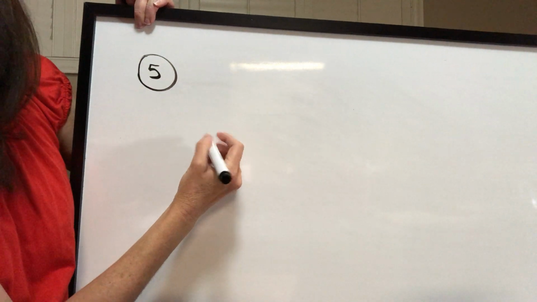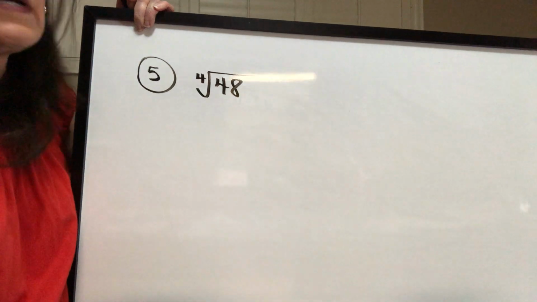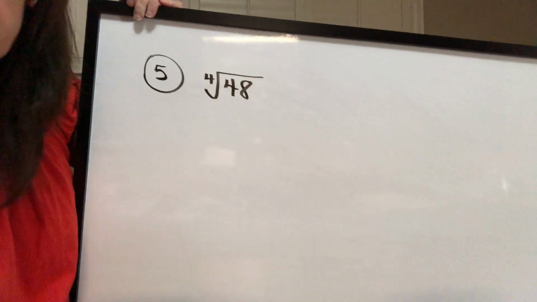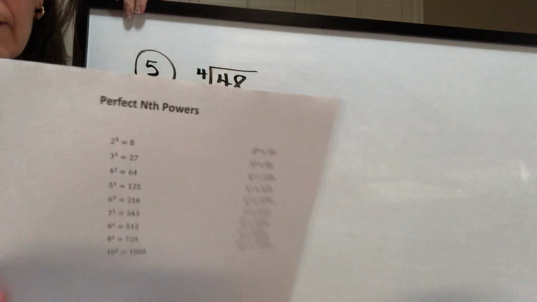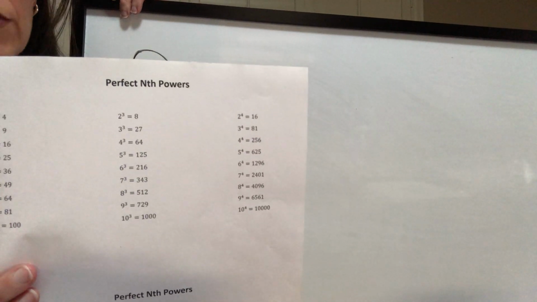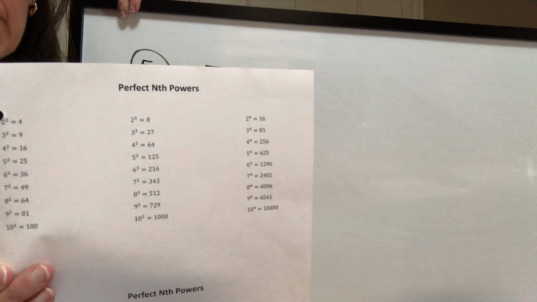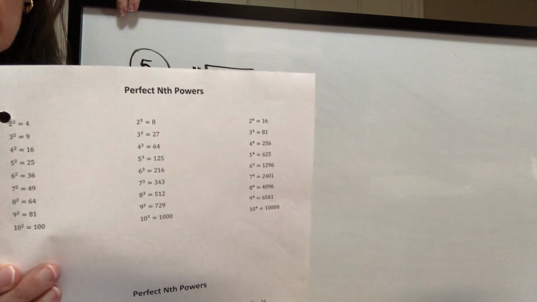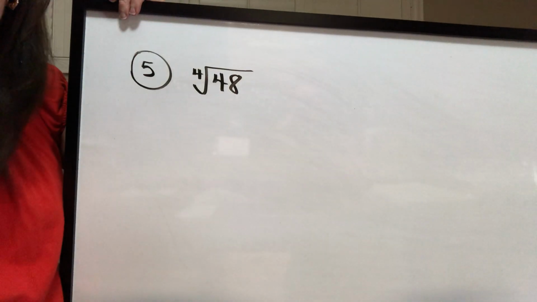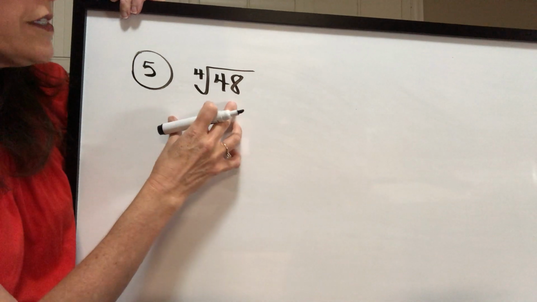Okay, so for number 5, we've got the 4th root of 48. We're going to tackle this the same way, but on the power sheet, you're going to look at the last column, all the 4th powers. So like 2 to the 4th is 16, 3 to the 4th is 81, and so on. You want to look for those numbers only. So we're going to think which of those numbers that are 4th powers divides into 48.